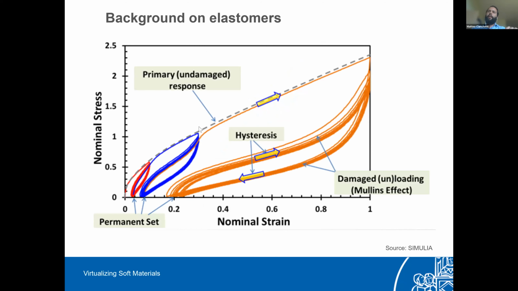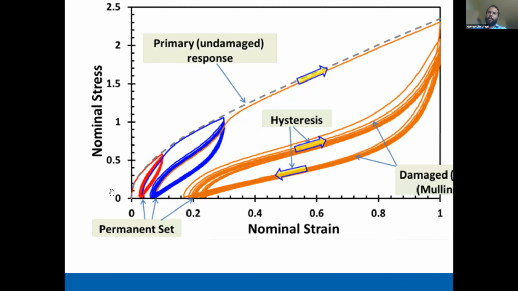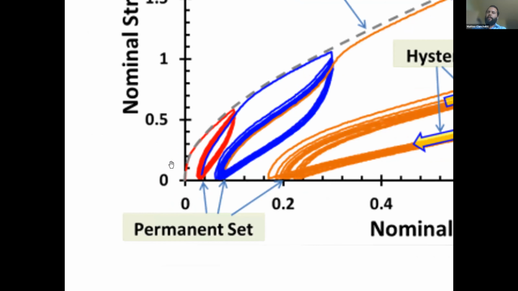Going a little bit more in detail about, especially, the permanent set. Zoom in a little bit here. So the first cycles are more or less what you can see here in red. So you see the very first time you stretch, you load your material, is actually a very different curve with respect to all the others.